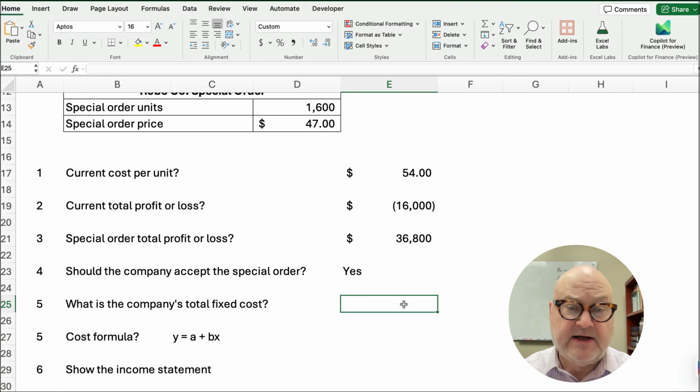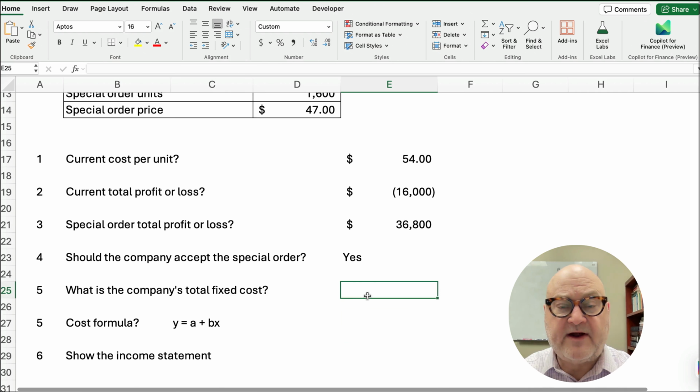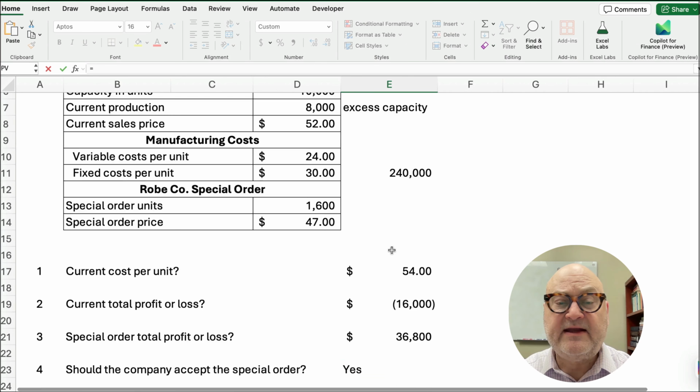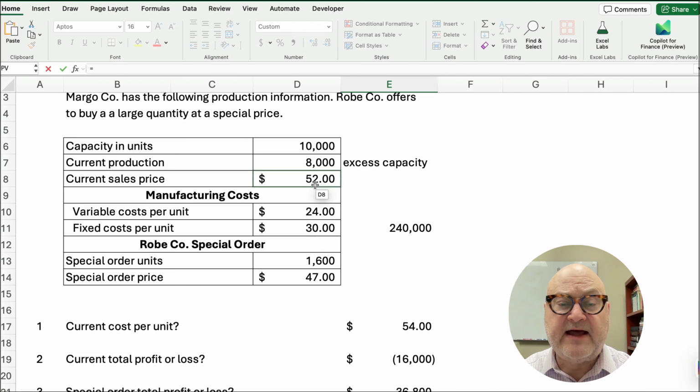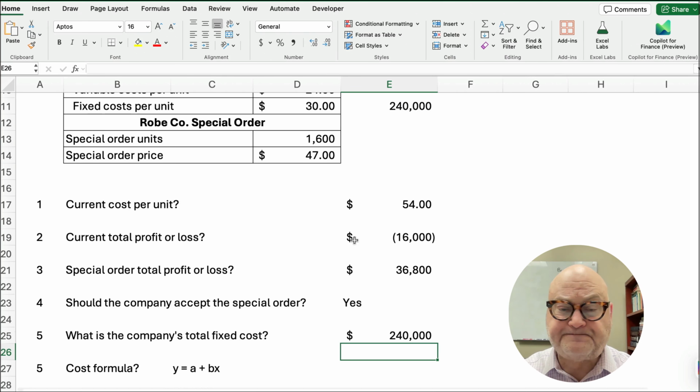Of course, but we're still willing to sell it for anything greater than $24, right? What is our fixed cost? Well, we just calculated that a minute ago. We said it is $30 times the 8,000 units, so it is $240,000 is our total fixed cost, okay?